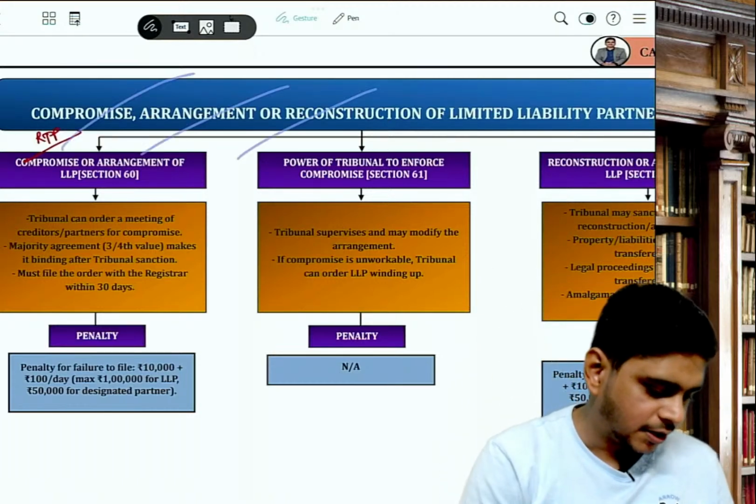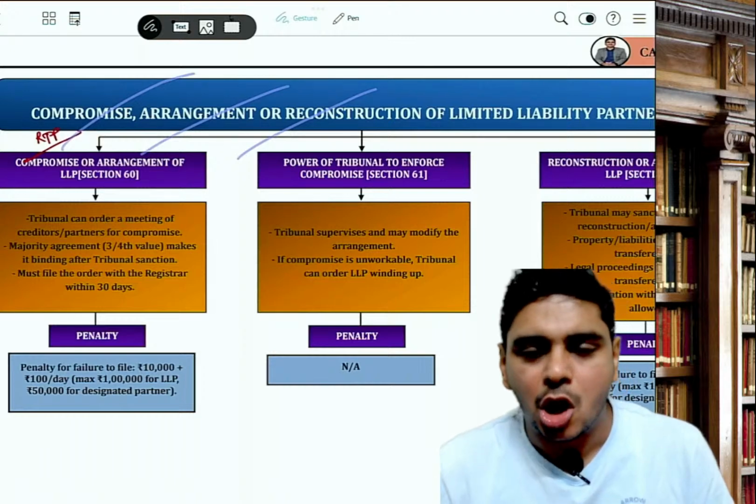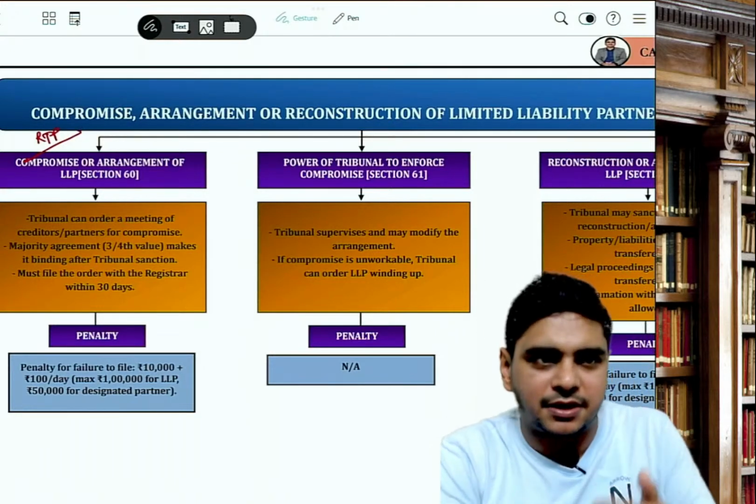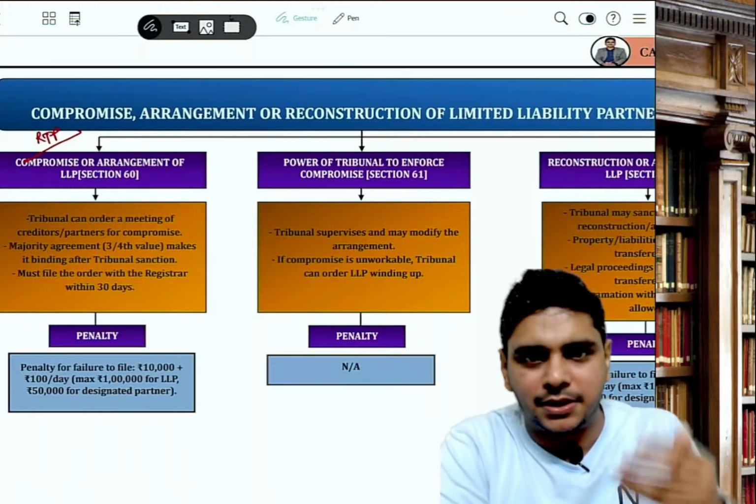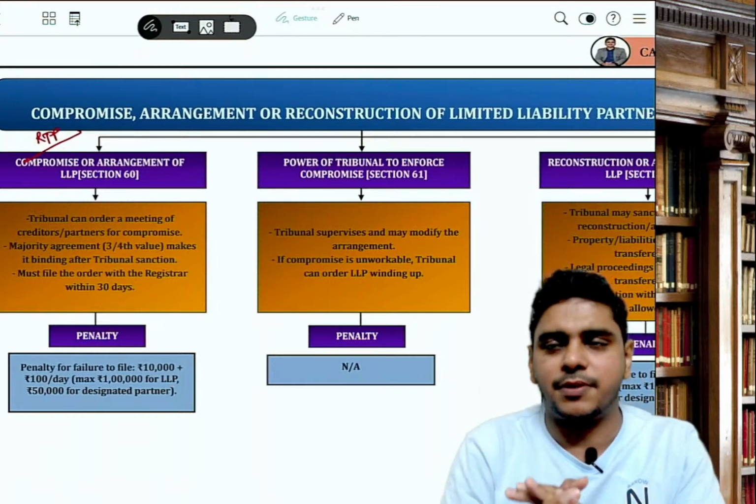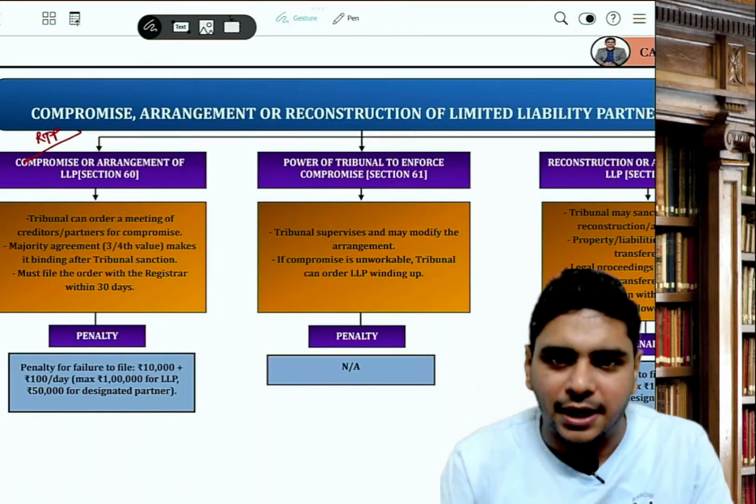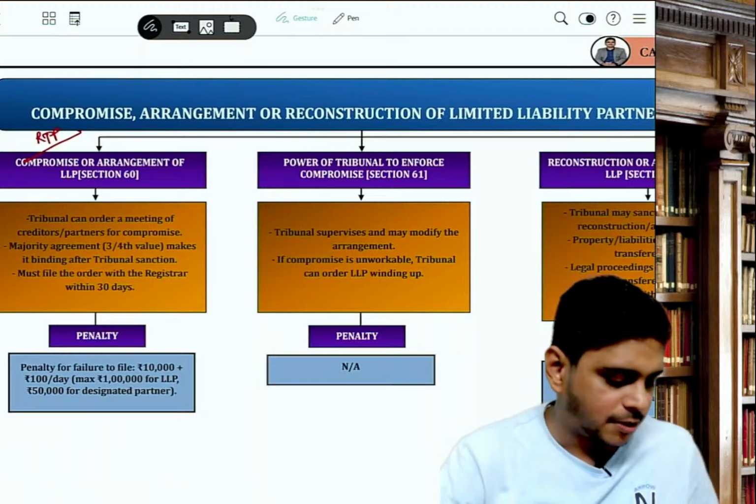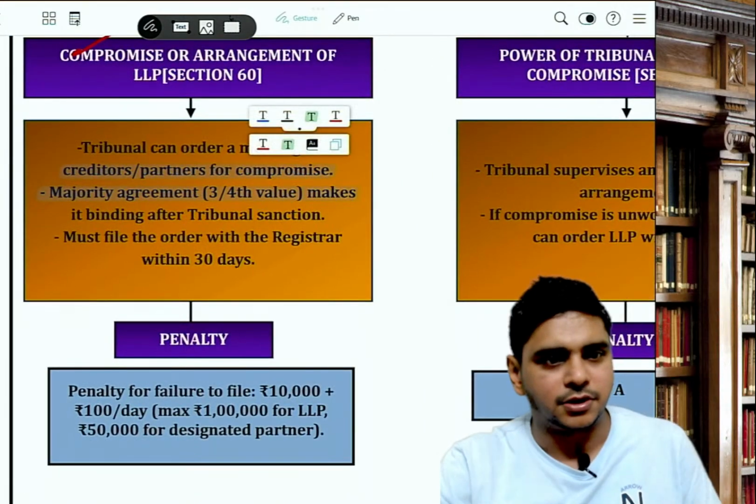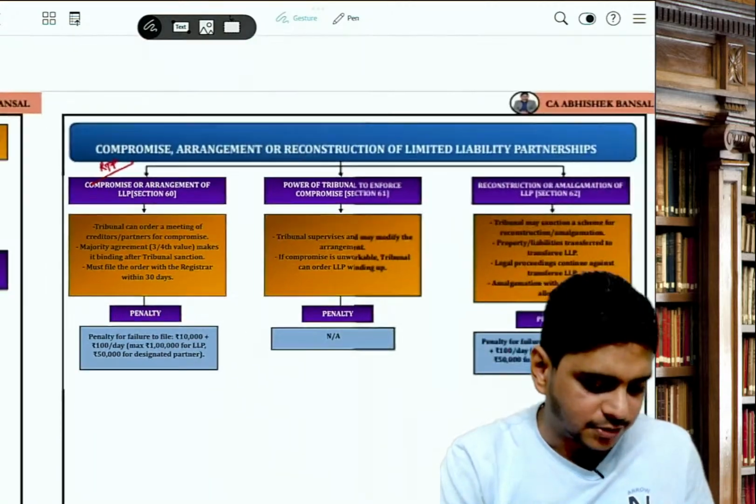Compromise, arrangement, reconstruction. Just remember 3/4 in value. How many people's approval will you require? 3/4 in value. Sir, compromise basically means they are asking us to give up something. Arrangement basically means instead of money you take some shares, or instead of money you take some goods. Reconstruction basically means you are reducing the rights. So whatever it is, how much approval will you require? Consent of 3/4 in value. Just remember 3/4 for the purpose of MCQ.